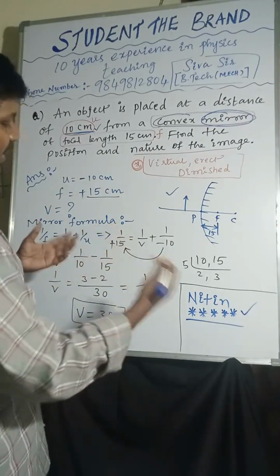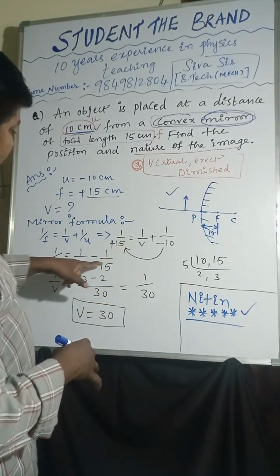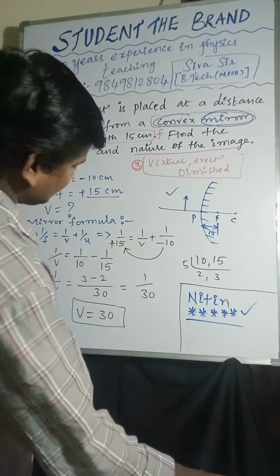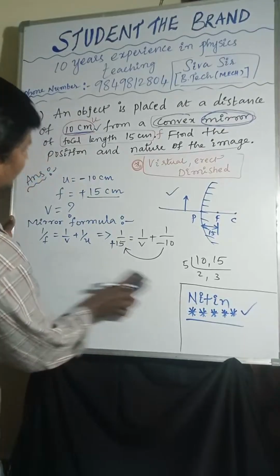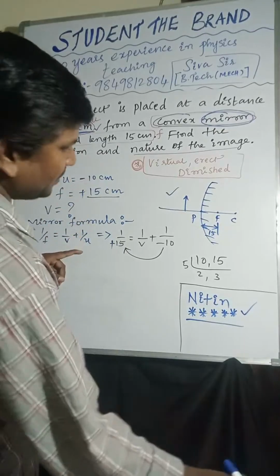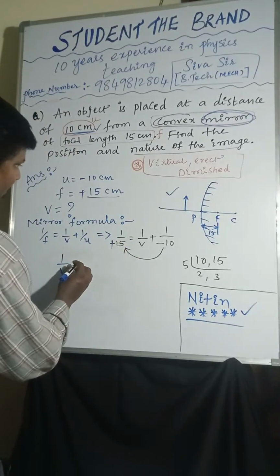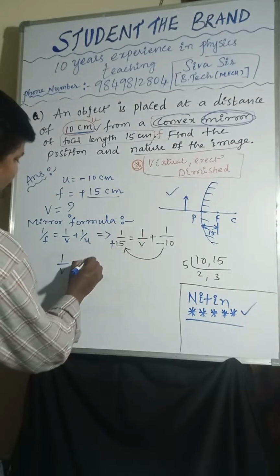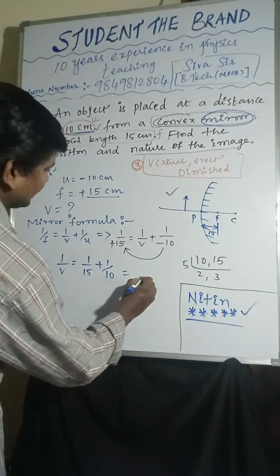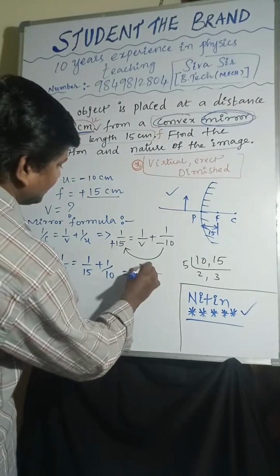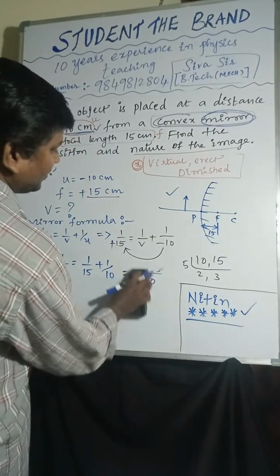So we have to verify. Finally, we have to verify we are getting the correct answer or not. So here 1 by 15. Actually focal length is positive, here we missed out, so once again check. So 1 by v, if you take this value, 1 by 15 plus 1 by 10. Now you can take 30. So 2 plus 3. That's the reason I am checking, so you see why you are getting the answer.